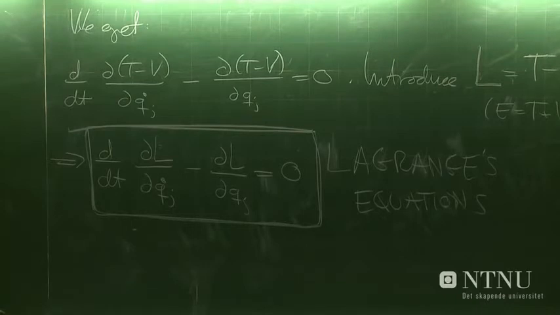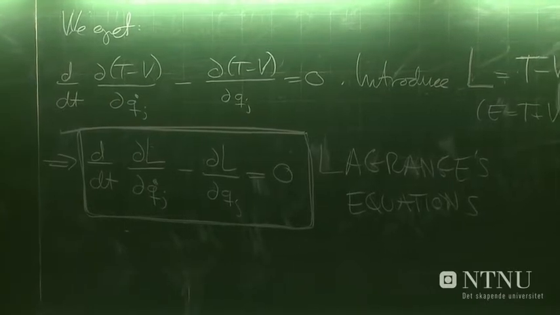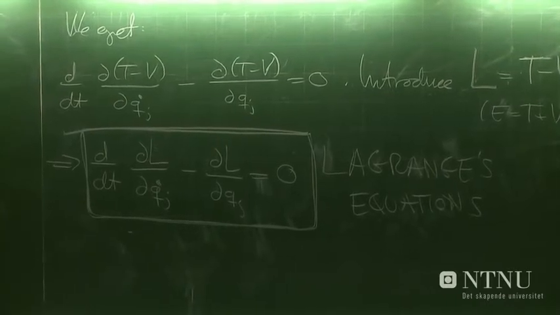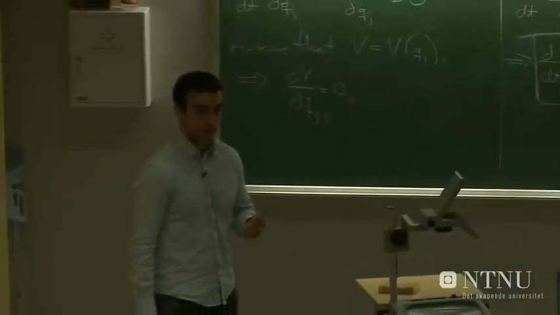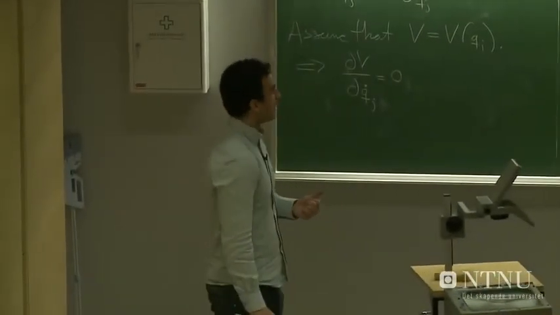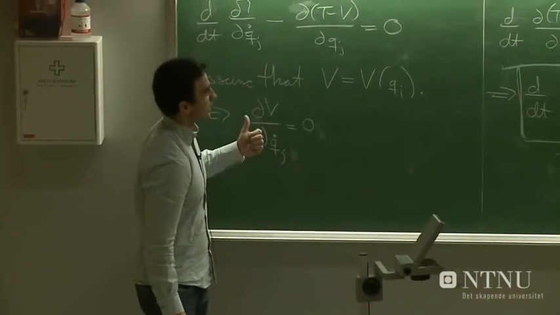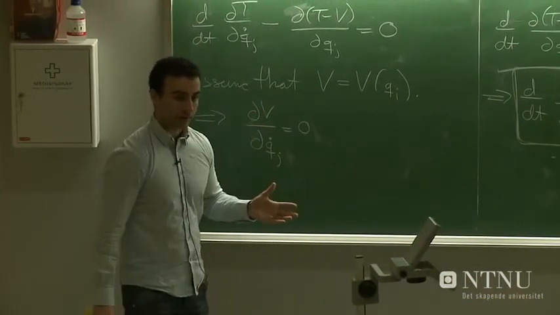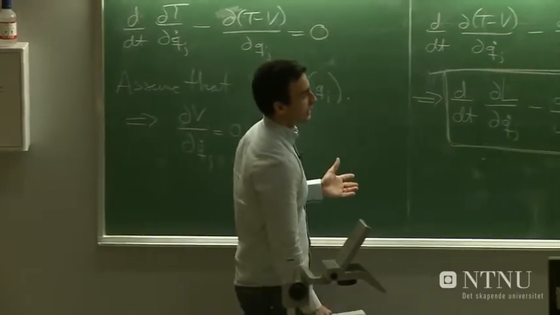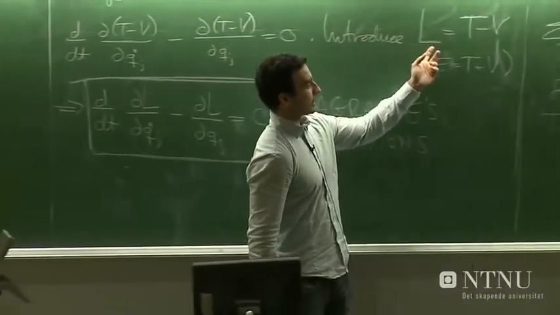And let's just remind ourselves of the assumptions we made to arrive at this result. We assumed holonomic constraints, and we assumed that the system was conservative in order to write L equals T minus V.